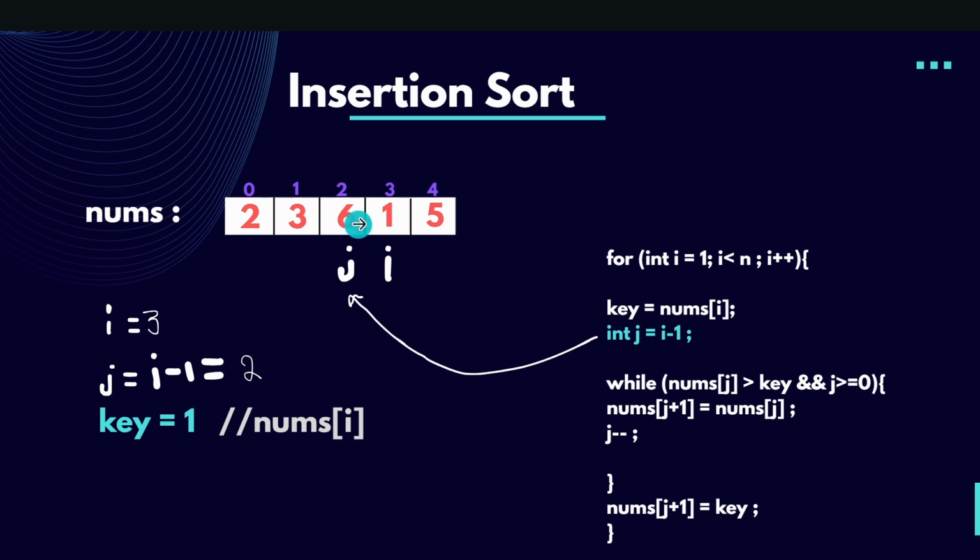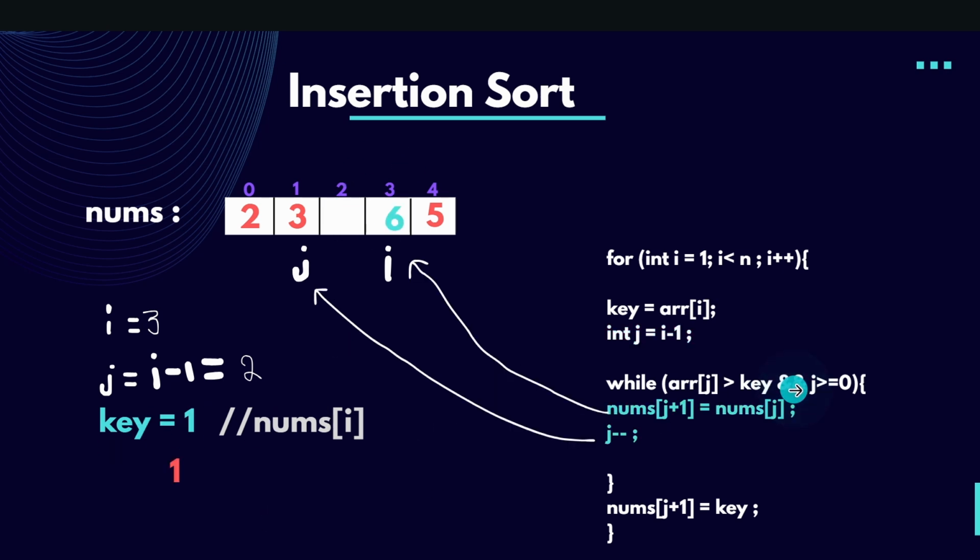What is nums of j now? 6. Is this 6 greater than key? Key is 1 here. So you can see that the order is not correct, so you are going to swap. Swap means place this 6 here, take this one out, keep it in the key, okay. After keeping the key inside, again you are going to move this j value here, and assign like this.